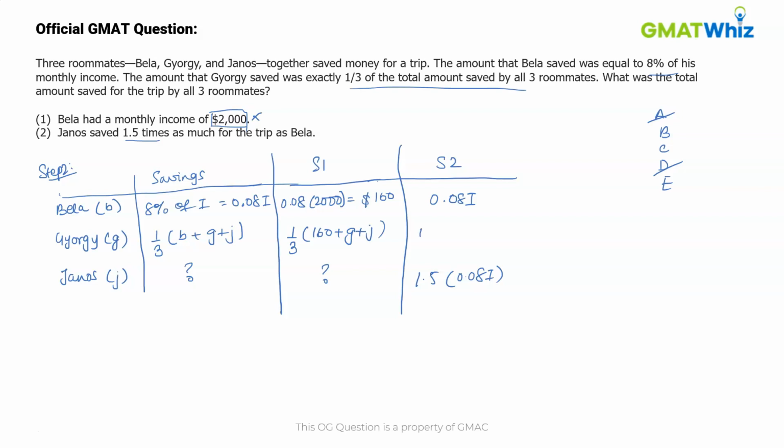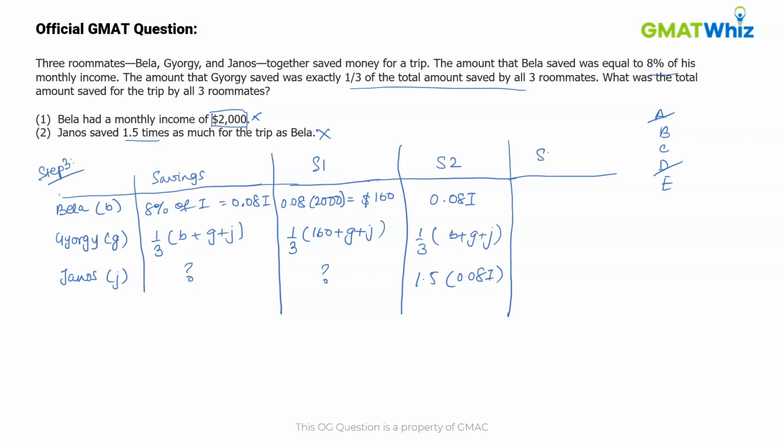And for Gyorgy it will still be 1/3 of B plus G plus J. So we can see that statement 2 is also insufficient, and we move on to step 3, which is combining the two statements and seeing if we can get a unique value from it. So we move on to step 3.